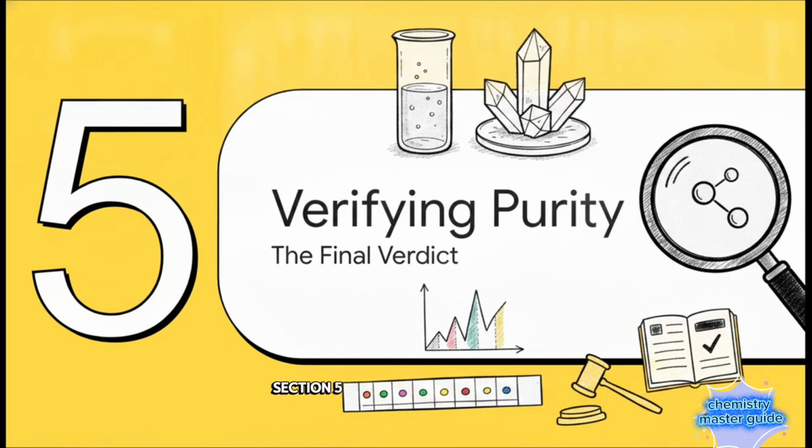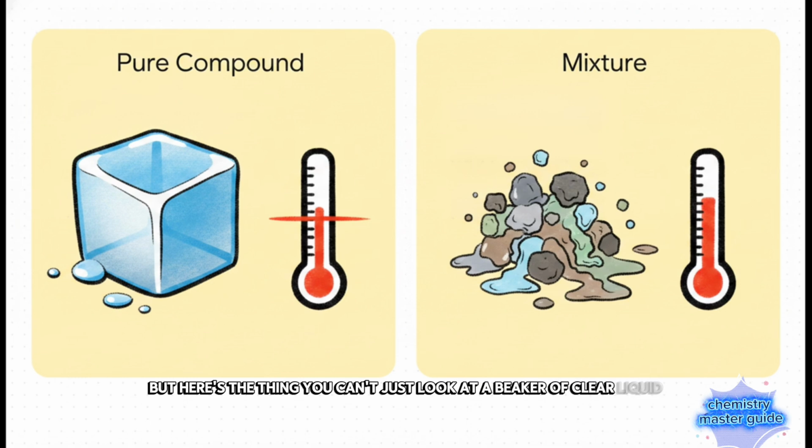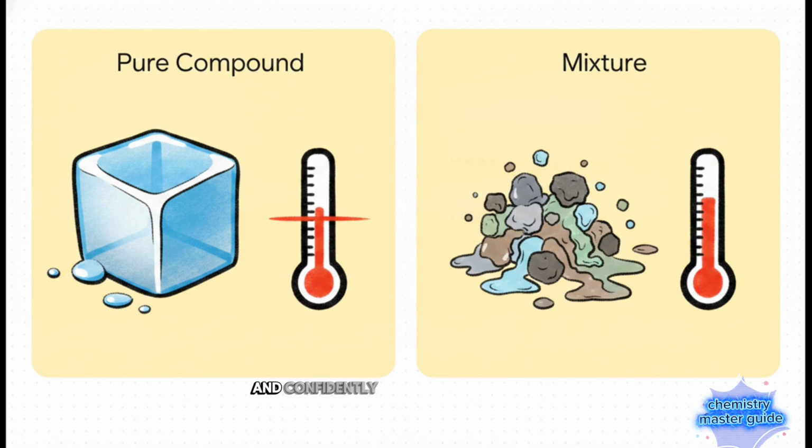Section 5. Verifying chemical purity, the final verdict. Okay, so you've done all the hard work to isolate your single substance. But here's the thing. You can't just look at a beaker of clear liquid or a pile of white crystals and confidently declare, yep, that's pure. You can't see it. You need hard physical proof. You need the final verdict.